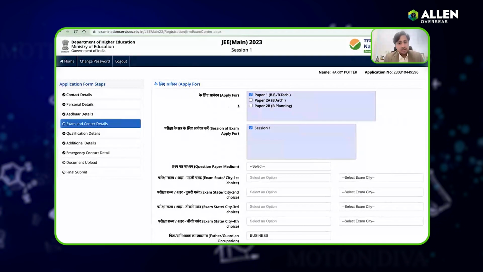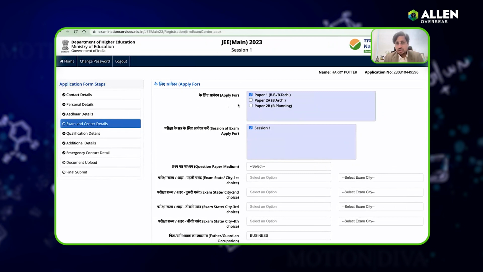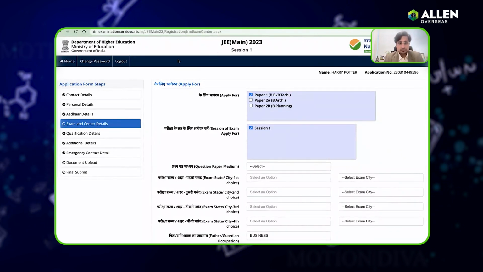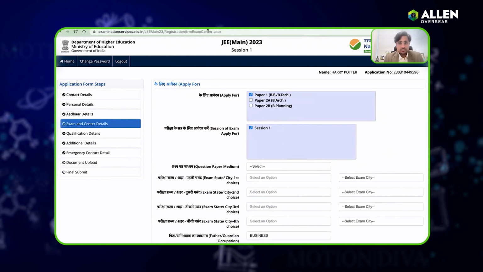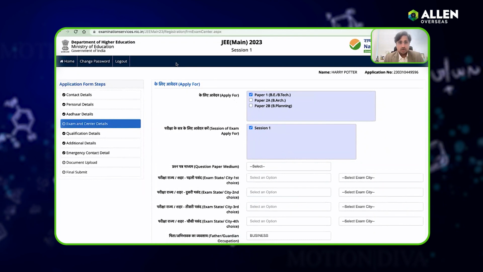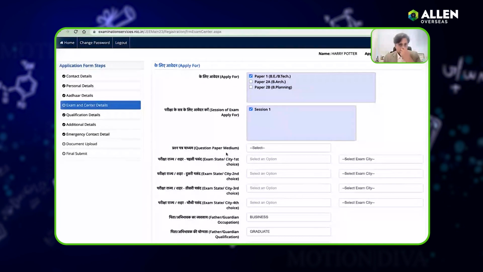Even if there is no Aadhaar, you can share that I am not willing to share my Aadhaar details. As simple as that. So let me go to the next.